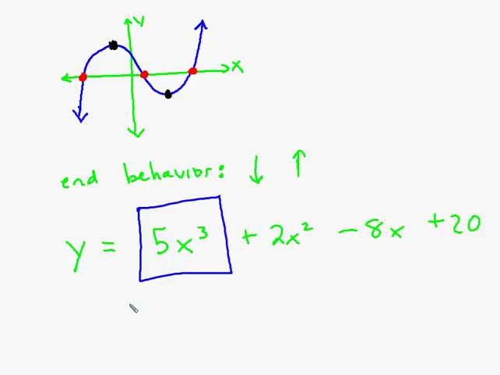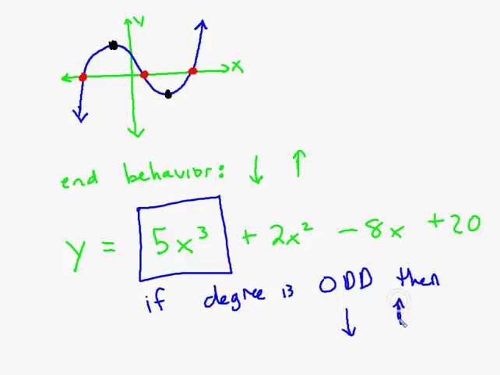So, here are our basic principles. If my degree is odd, then my tail ends are down and then up. Okay? If the degree is even, then, now you might think from the example I gave you, down, down. Nope. If it's even, it's up, then up. All the time.